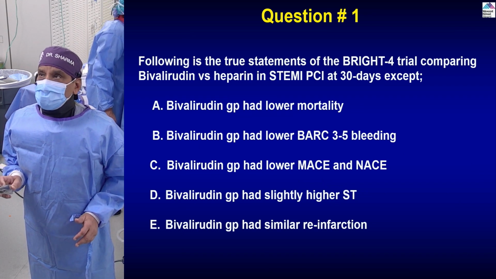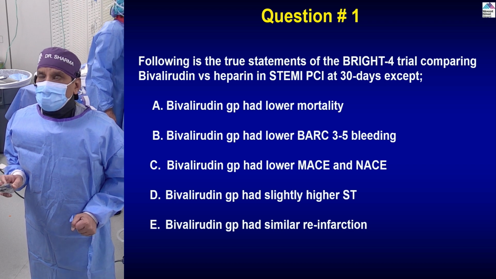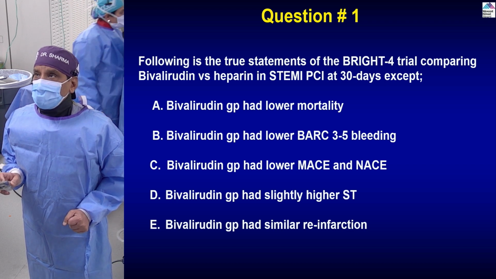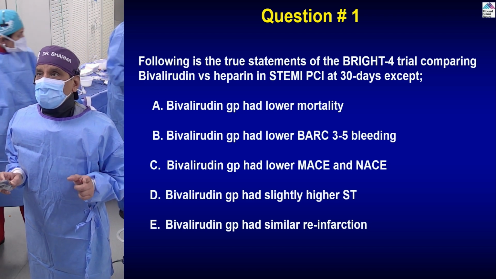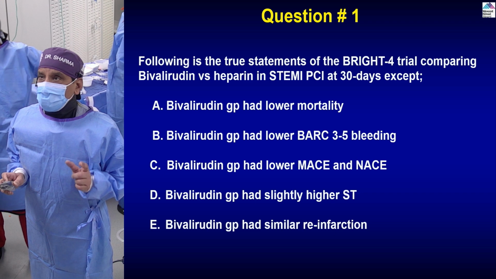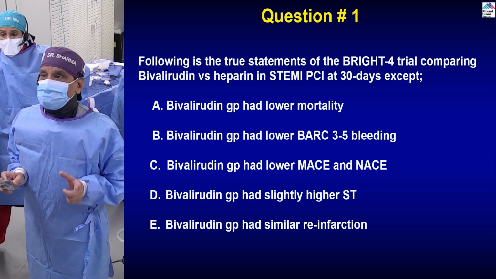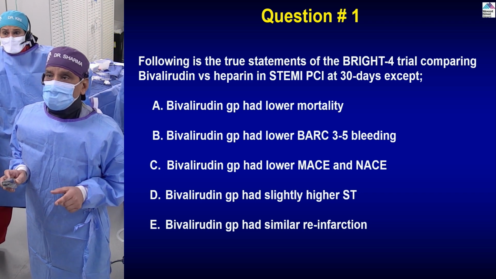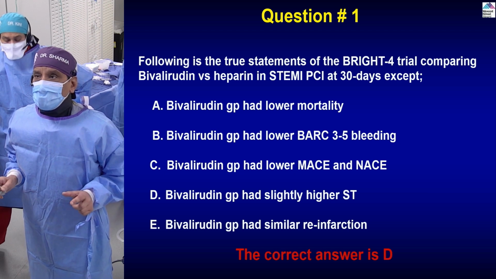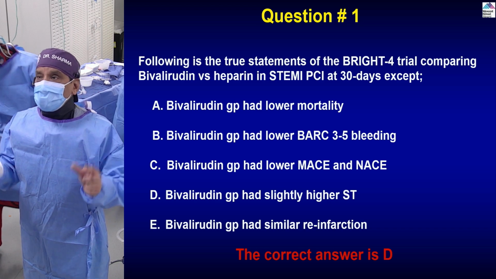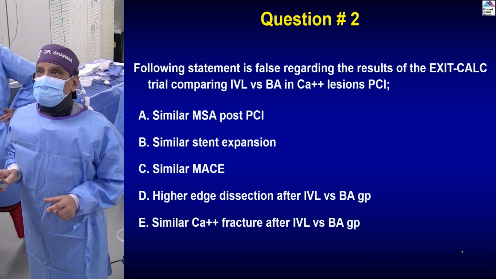Which of the following is a true statement of the BRIGHT-4 trial comparing bivalirudin versus heparin in STEMI PCI at 30 days, except: bivalirudin group had lower mortality, lower bleeding, lower MACE and NACE, slightly higher stent thrombosis, and similar reinfarction. The answer is not higher stent thrombosis, rather significantly lower stent thrombosis. So this was the wrong statement.